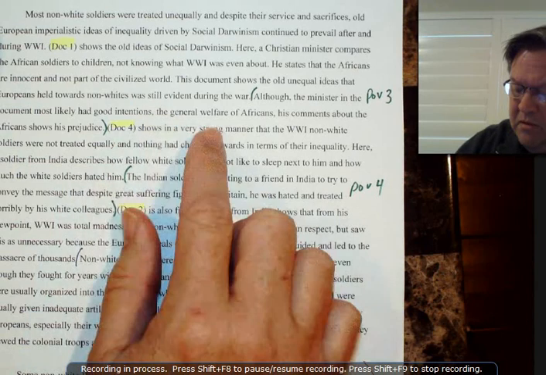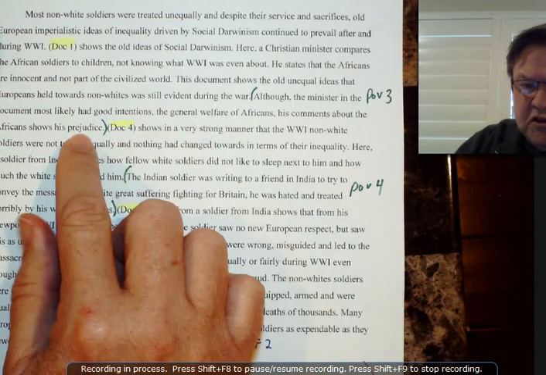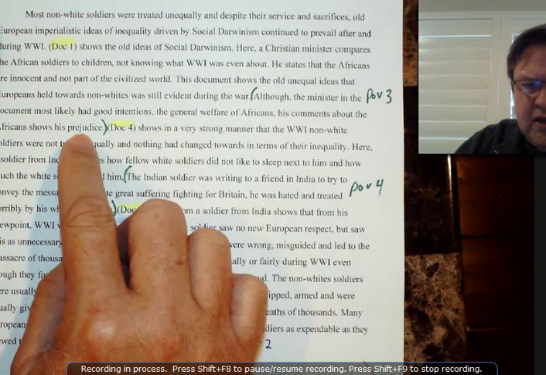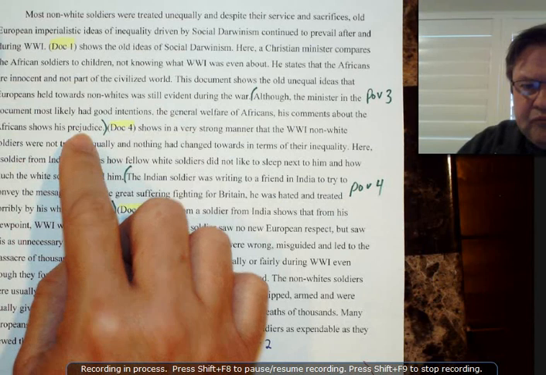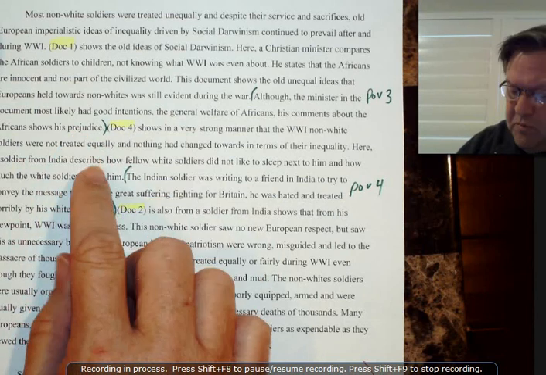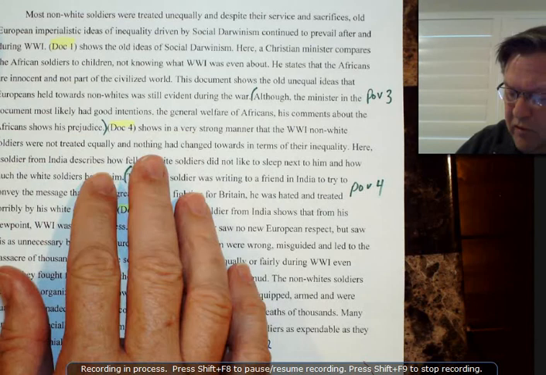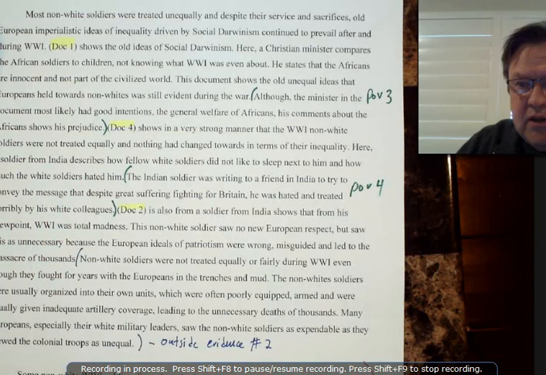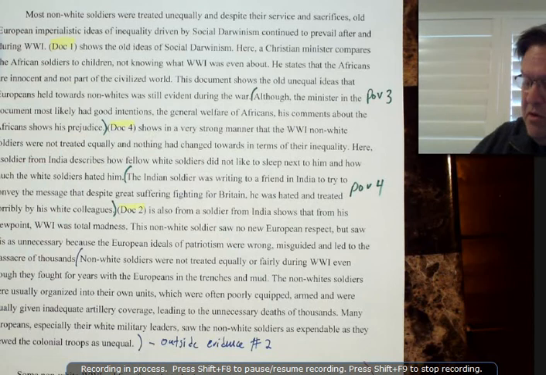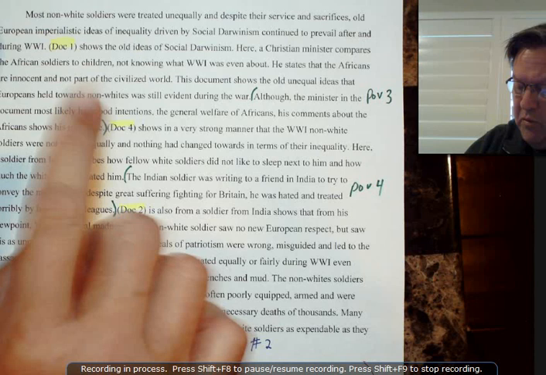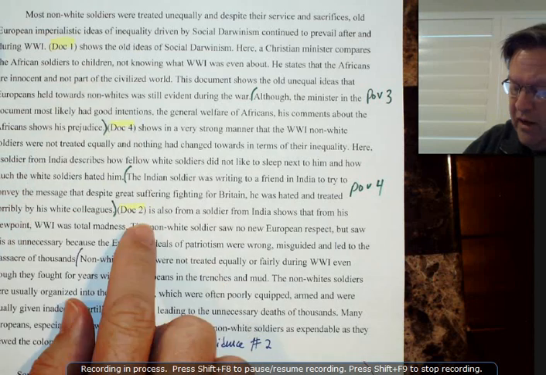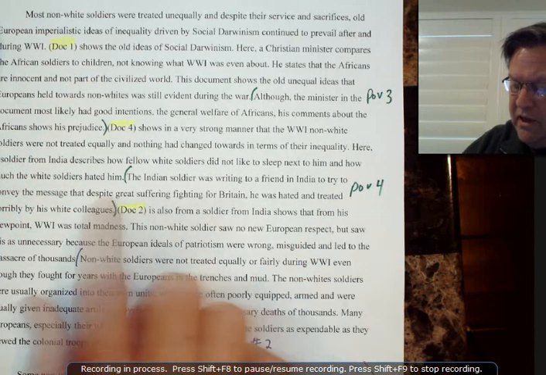All right, document 4 is probably the most important document of all of them. It talks about an Indian soldier that is treated badly by his co-soldiers. They won't even sleep next to him. They hate him. The word hate is used there. Very powerful document. You would definitely want to use that. My POV for that is that he was talking to another friend in India, so he felt more free to criticize his European colleagues. So that's the POV, basically talking about why this document was created.